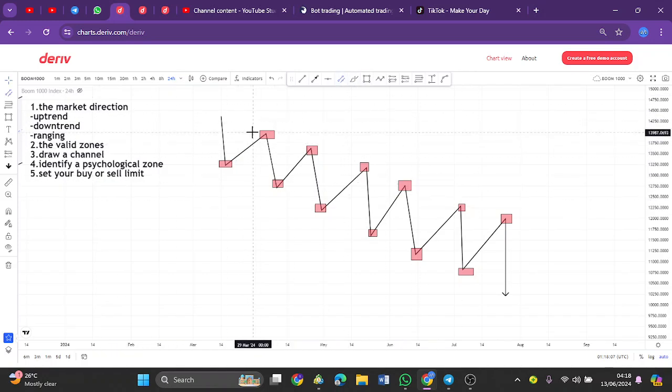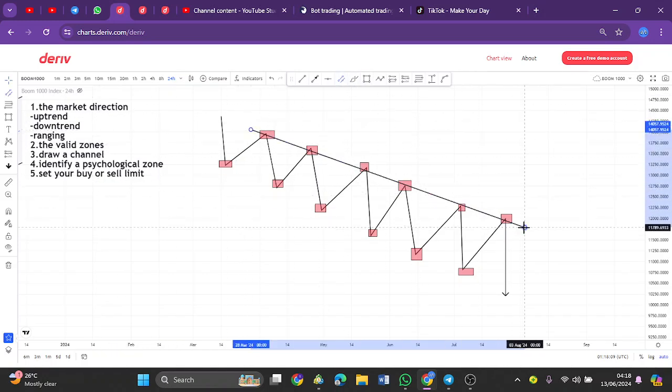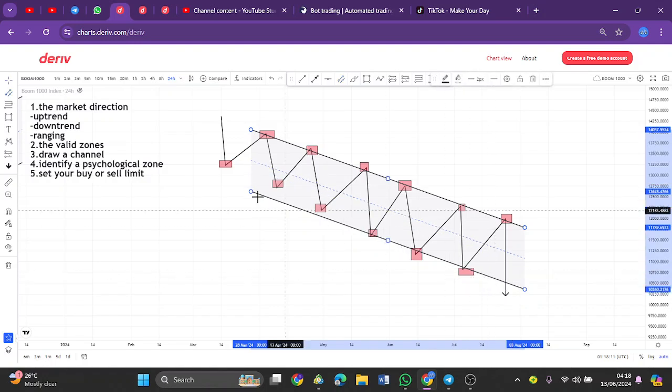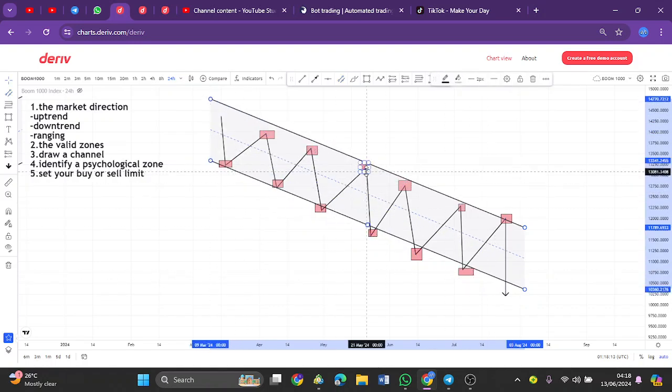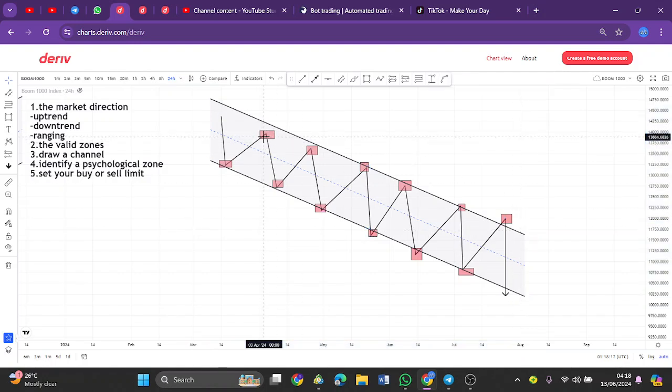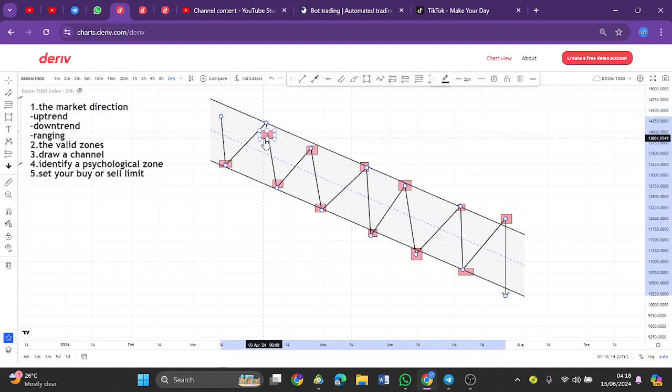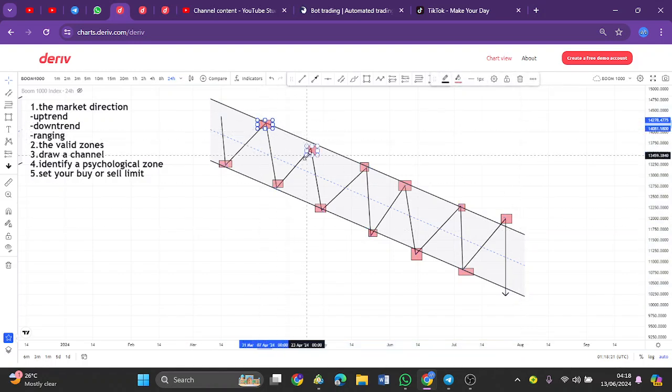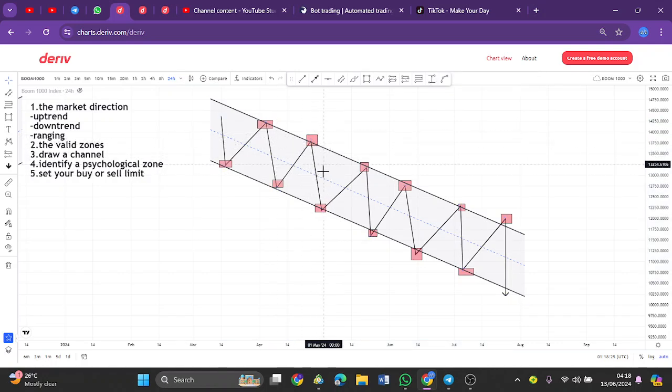Now you take this, you connect those levels and drop it down. You'll achieve a channel that should sit at the support and the resistance trend line. So that is your channel. Once it's like that, then boom, this is a valid channel.